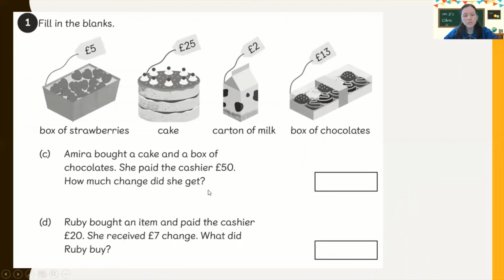Okay, next set of questions. Amira bought a cake, slightly more expensive, and a box of chocolates. She paid the cashier £50. How much change did she get? So this is a two-step problem in one now. So we need to do cake, add chocks first. Cake, add chocks. And then you need to do 50, which is how much she paid, take away that answer. Have a go at question C now, and then we'll go through it together, and then I'll explain question D afterwards. So just do question C.